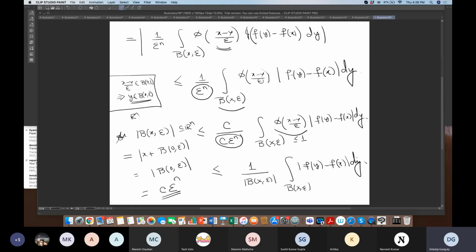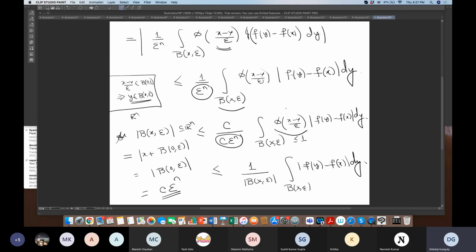Is that okay? Because this is less than or equal to 1. You can just think of e to the power minus 1 by, what is the maximum value it can take, x by epsilon. As epsilon goes to 0, it can take x maximum value 1. So what is that? Now tell me.